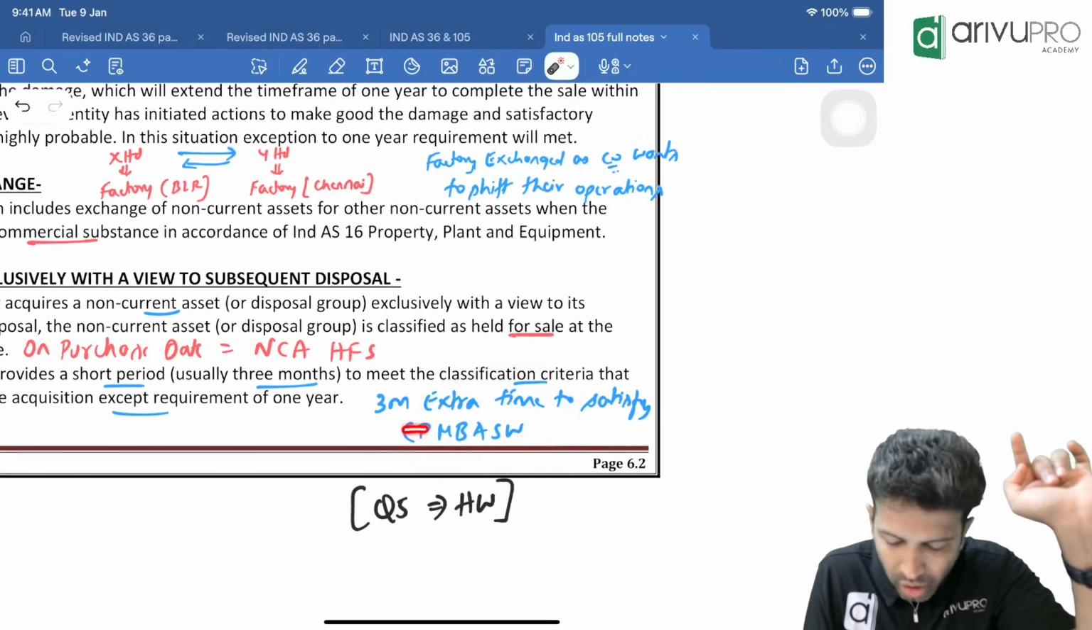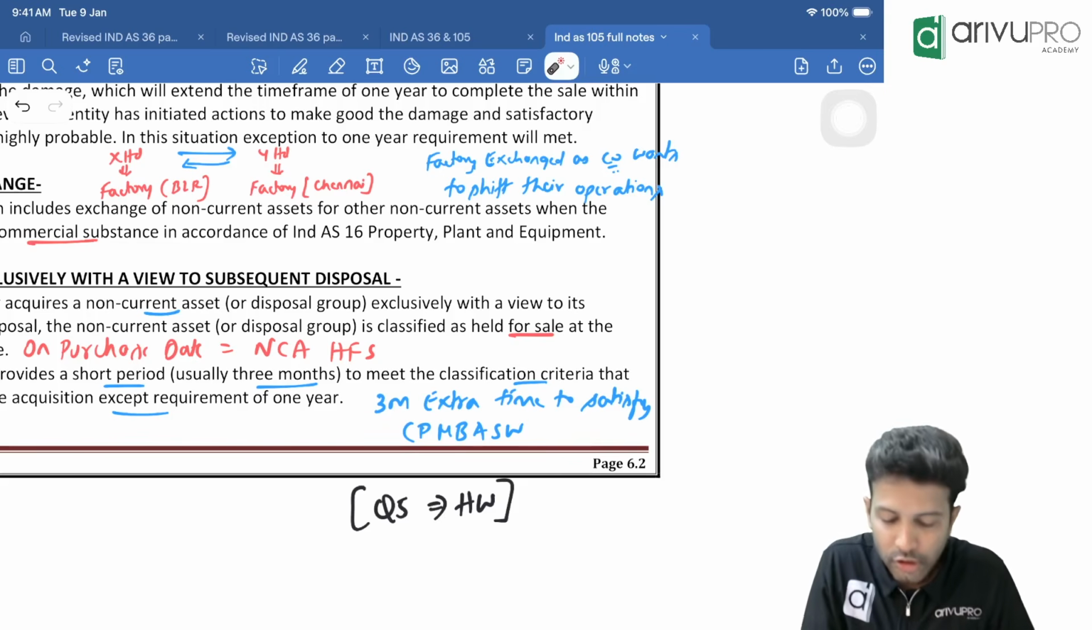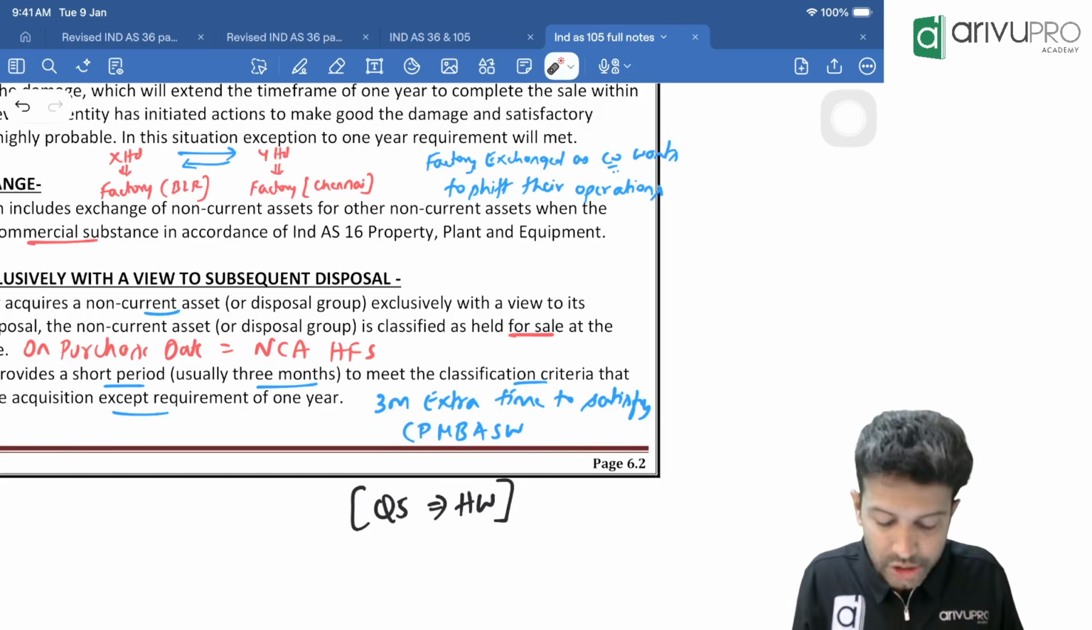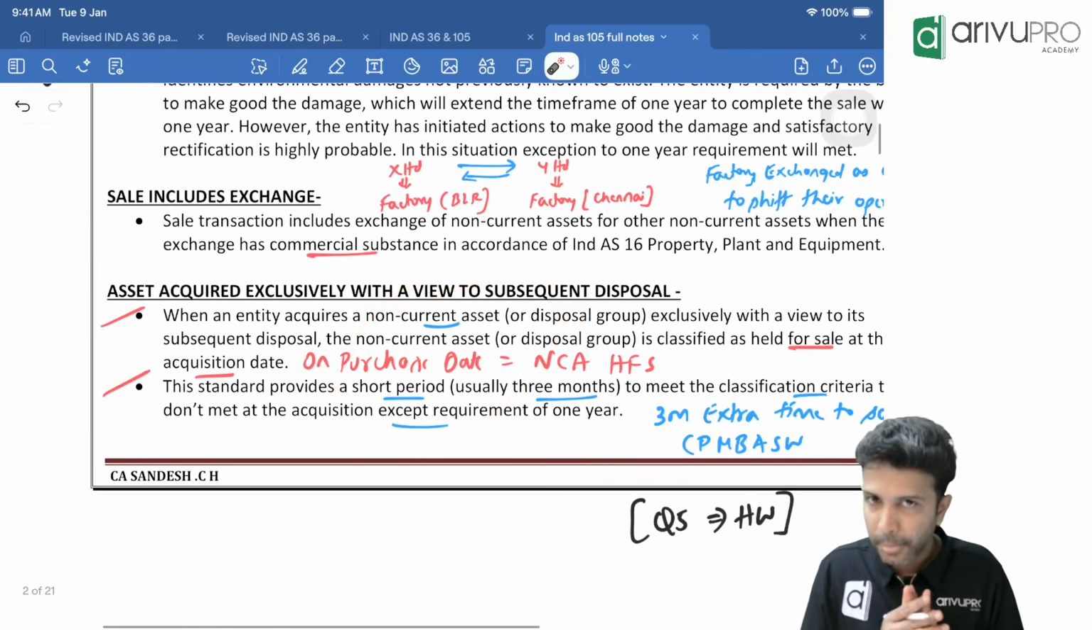One of them, not all of them. In fact, the main thing is C over here. That's what they're trying to target. Focus on the C. What is the C? It should be sellable in present condition. Now let's say a company has purchased a building.